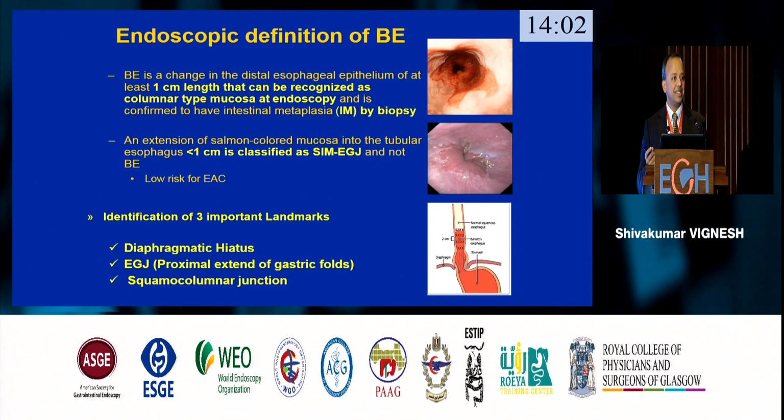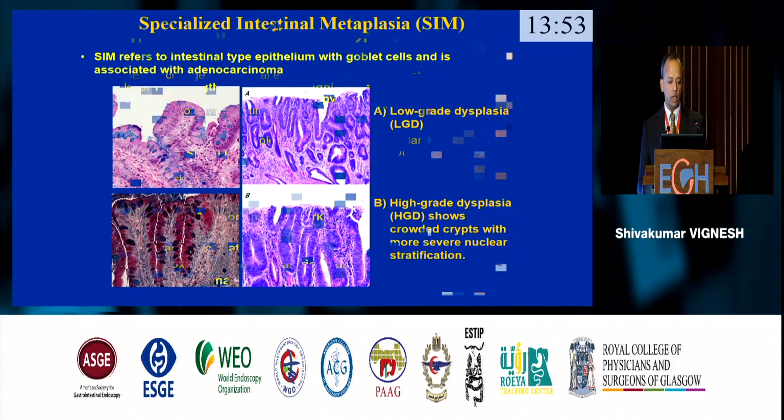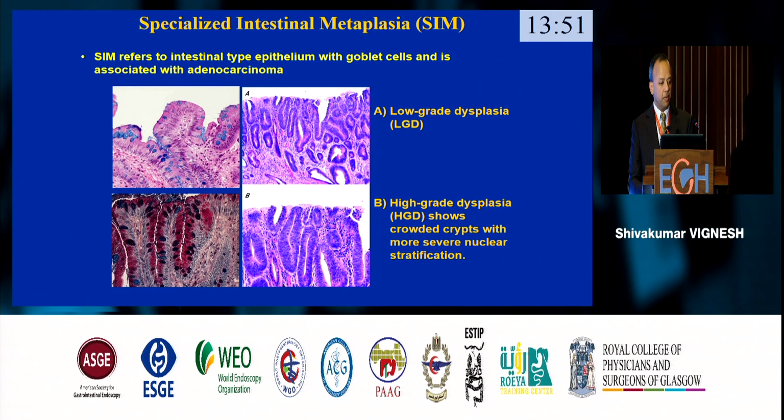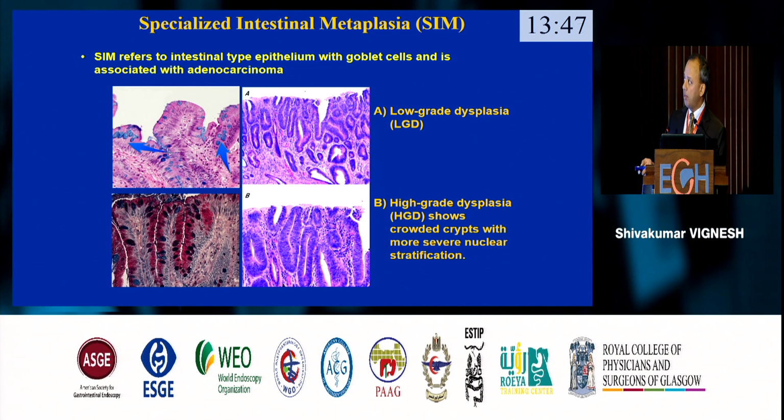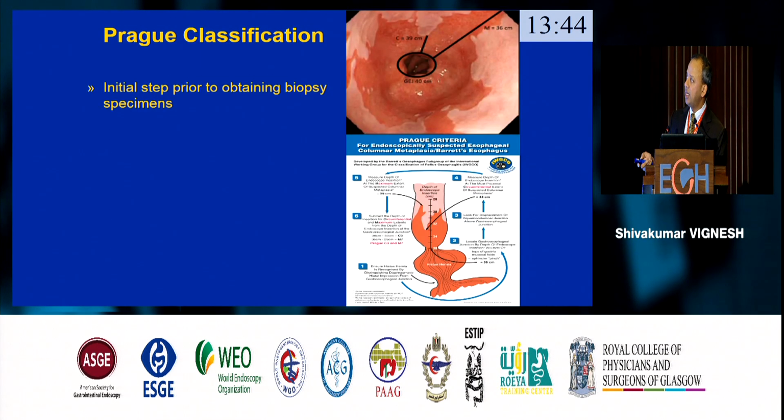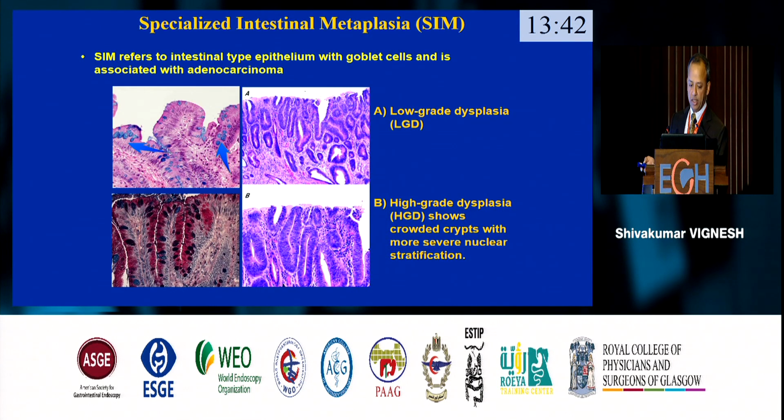The diaphragmatic hiatus, as you know, is where the crura pinch at the GE junction. The proximal extent of the gastric folds is the widely accepted anatomic esophagogastric junction, and the squamocolumnar junction, or the Z-line. So specialized intestinal metaplasia refers to the intestinal type epithelium with goblet cells, as you are probably well aware of, and here you can see the mucin in the goblet cells in the blue color here. If you have a PAS stain, it's black.